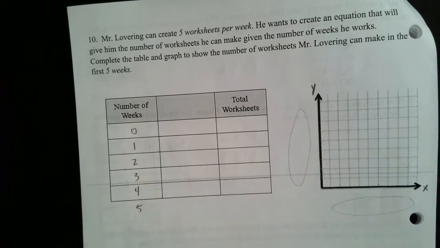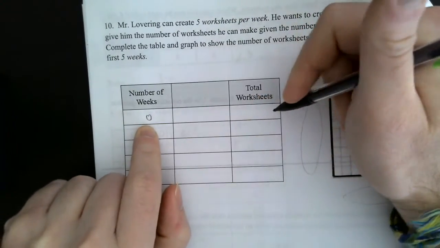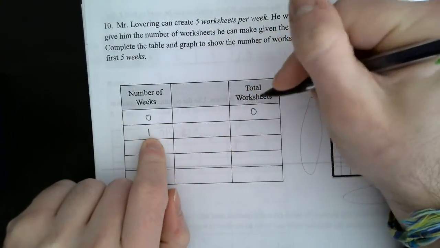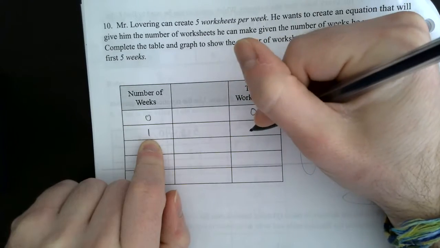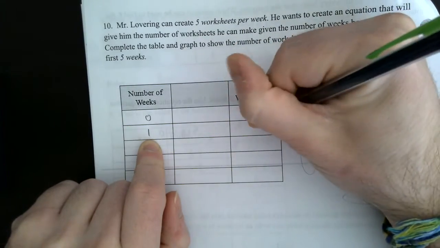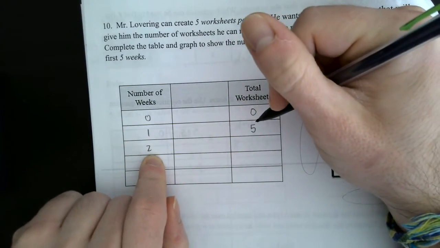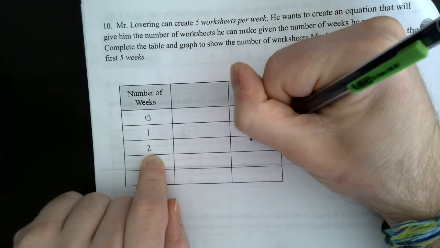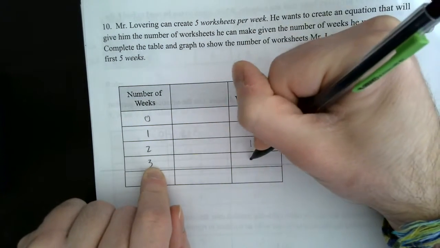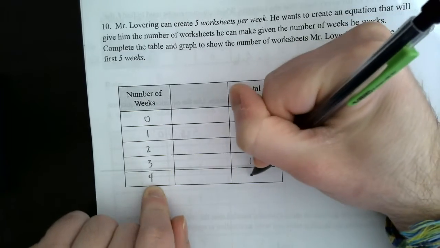All right, so after 0 weeks, believe it or not, I would be able to make 0 worksheets. Every week I can make 5. So 1 times 5 would be 5. 2 times 5 would be 10. 3 times 5 would be 15. 4 times 5 would be 20.